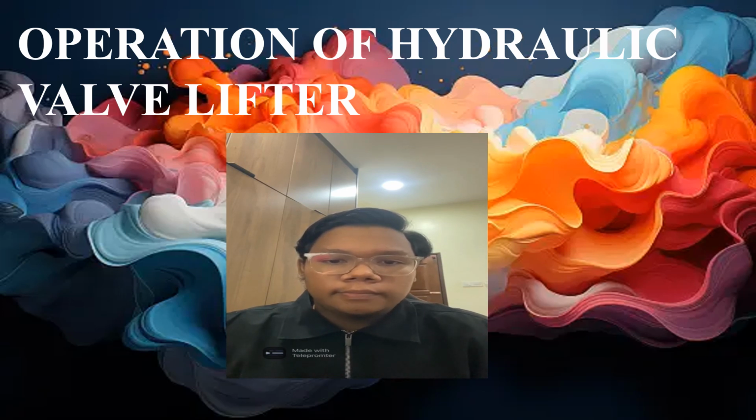As the camshaft lobe comes in contact with the lifter, it tries to compress the lifter. The oil in the lifter acts as a hydraulic fluid, allowing the lifter's piston to move upward against the force of the spring. This upward movement compensates for any clearance or lash in the valve train, ensuring that the valve closes properly.